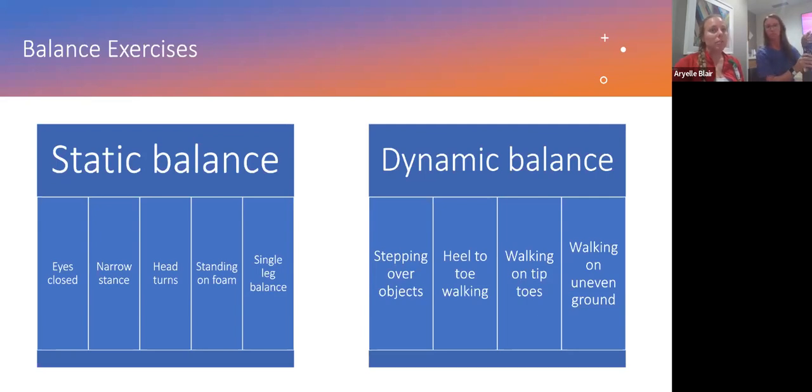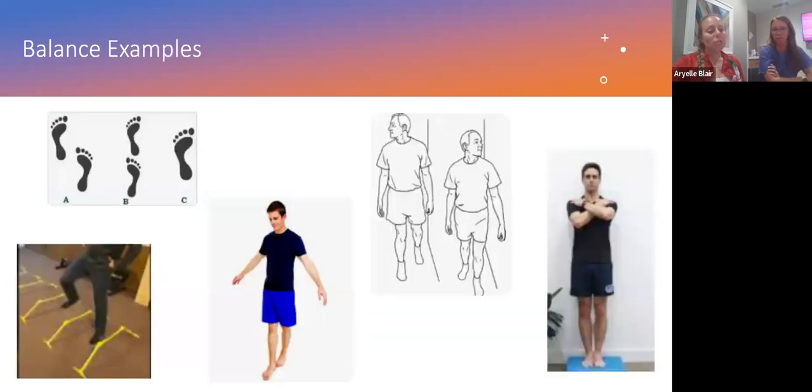With static balance, it might be anything like standing with your eyes closed, turning your head while you're standing still, standing with a narrow stance, standing on one leg. Dynamic balance would be something like adding objects in, walking heel to toe, walking sideways, walking on uneven ground. These are just a couple of pictures of some balance ideas. You can see stepping over objects, some head turns, standing heel toe.